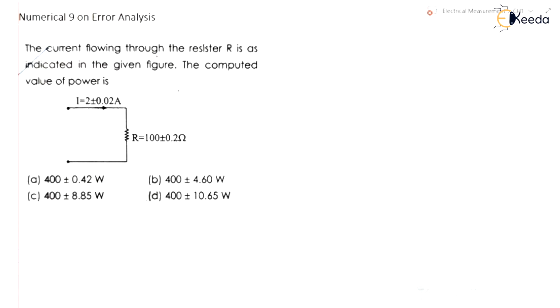The current flowing through the resistor R is as indicated in the given figure. So this is the current they have given, and here it is a resistor. The computed value of power is, okay, very straightforward question. The power they have asked, just like a limiting error they have asked. Here, as we know, the power in case of a resistor is equal to I square into R.